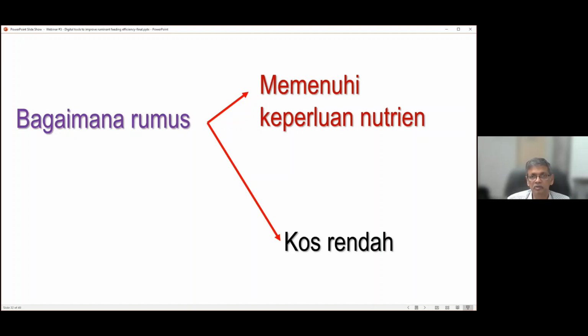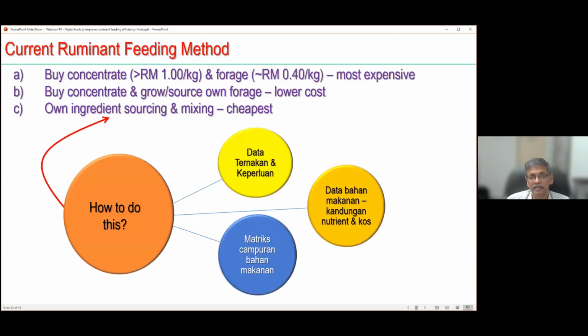So bagaimana kita rumus memenuhi keperluan dengan cost yang rendah. Yang penting is cost yang rendah. Kalau kita kurangkan cost, kita punya produk akan jadi rendah cost.